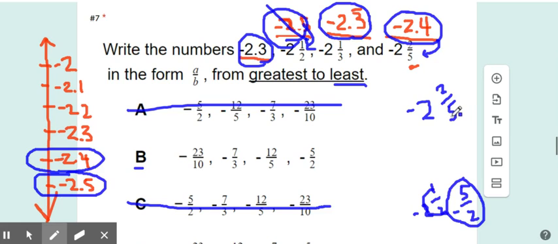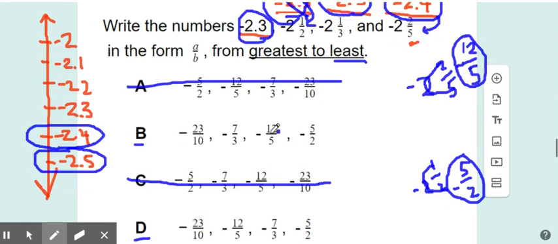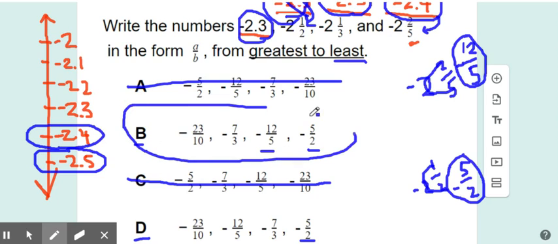So if I use the C method to make this improper, 5 times 2 is 10. 10 plus 2 is 12. So negative 12/5 should be the second to last number in the list because it is the second smallest number. So here's option B. I have negative 5 halves as the smallest number and negative 12/5 as the second smallest. So it looks like option B would be my answer, right?